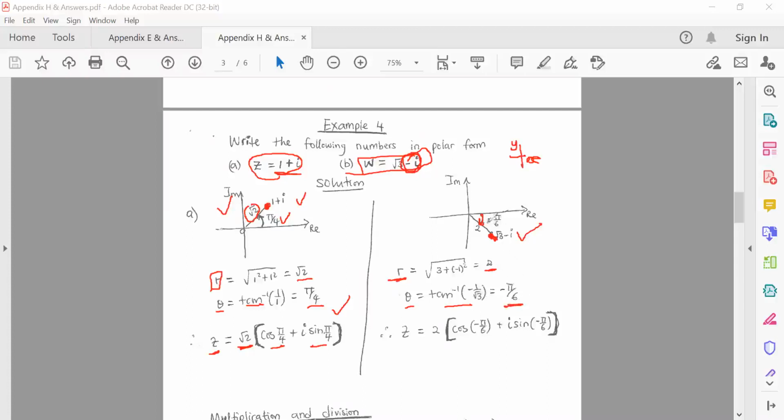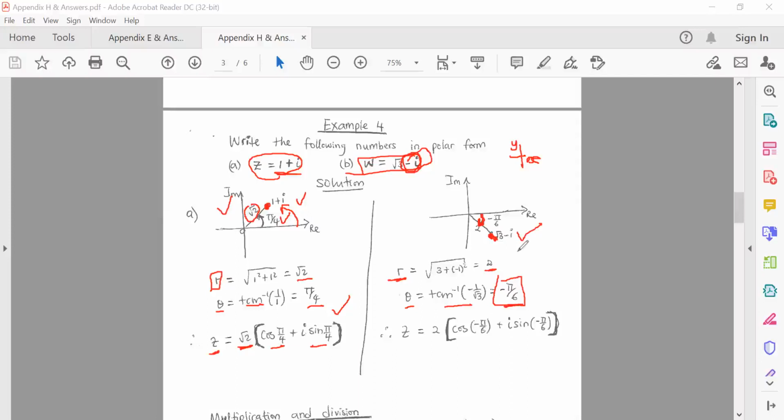Minus pi over 6, if you notice, because it's negative, when theta is negative, we measure in the clockwise direction. So I'm going to start there, and you see why I'm going in the clockwise direction. In this other one, we're going in the counterclockwise direction because theta is positive. All right.